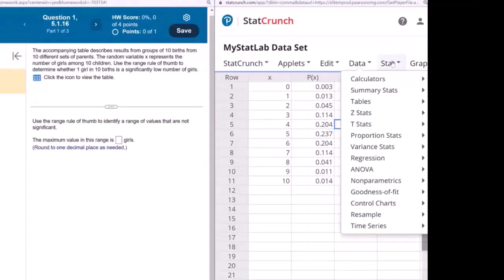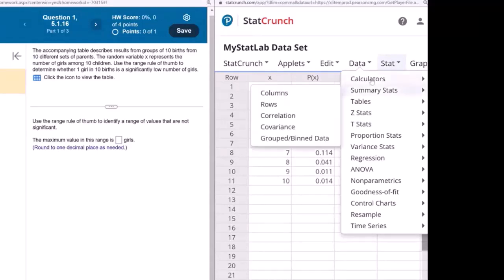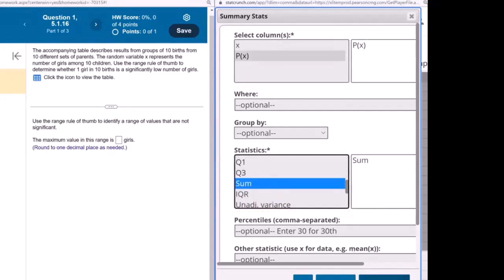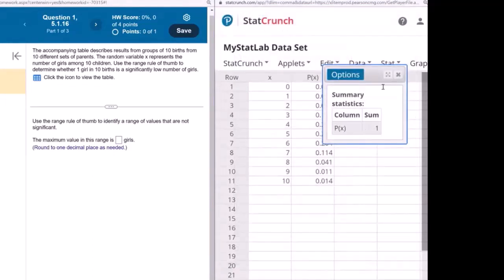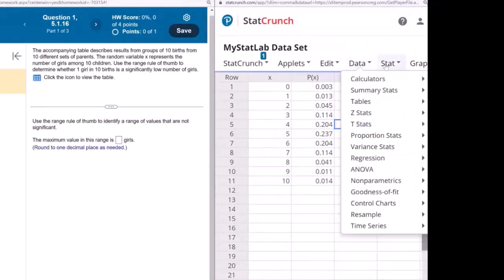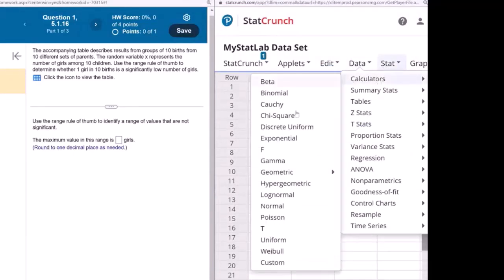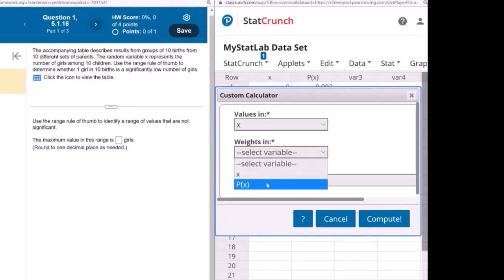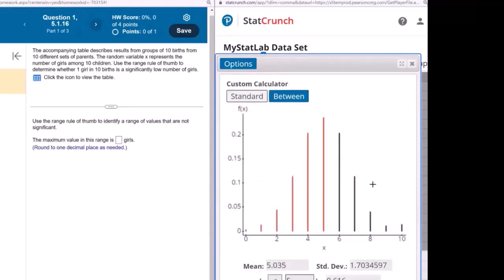The first thing I want to do is look at my values. They're all between 0 and 1. That looks good. I want to go into my summary stats columns, and I want to sum up my probabilities and make sure that it equals 1. And it does. And now, Stat, Calculators, Custom. This allows me to work with my X values and my probabilities. And now I compute this.